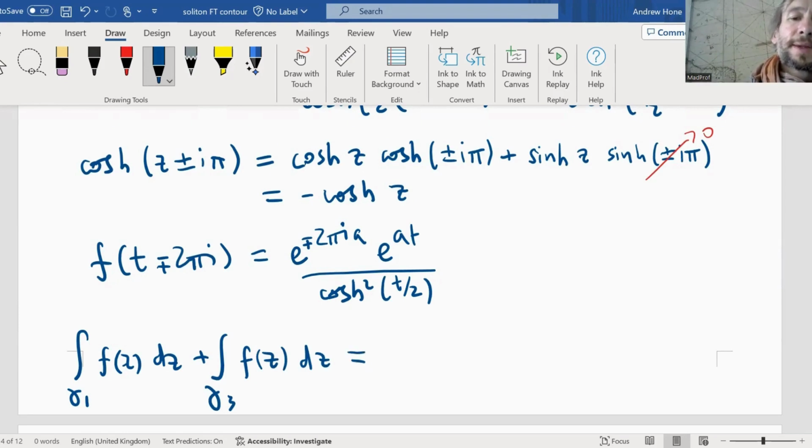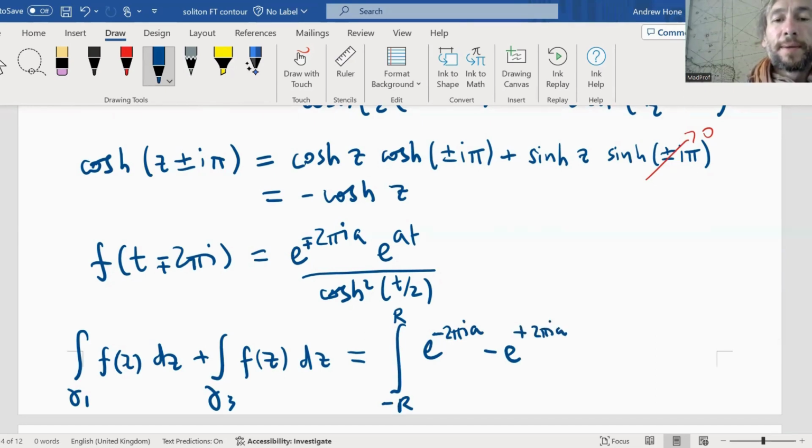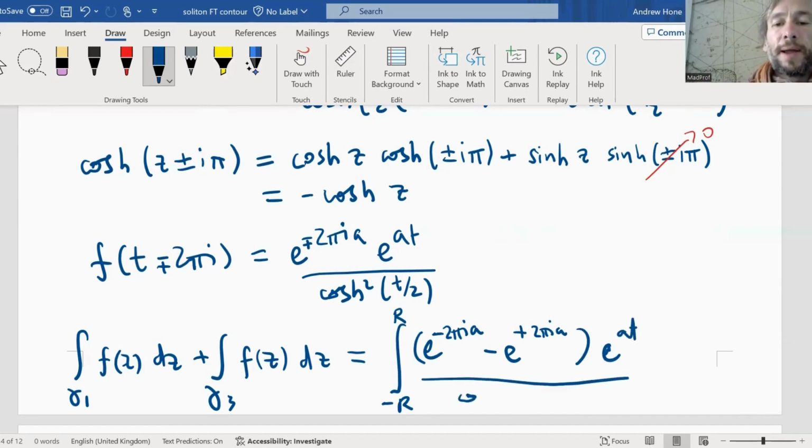Now what we get is an integral along the t-axis, the real diameter, and we have e to the minus 2 pi i a minus e to the plus 2 pi i a, times e to the at, divided by cosh squared of t over 2.